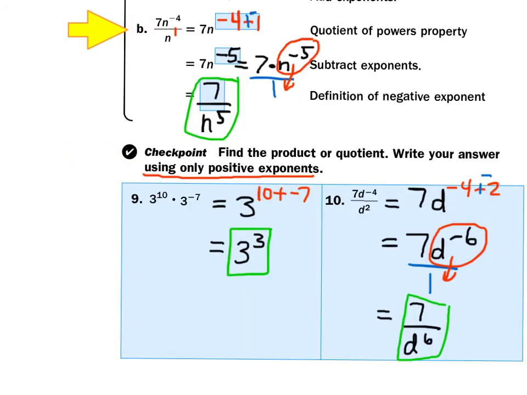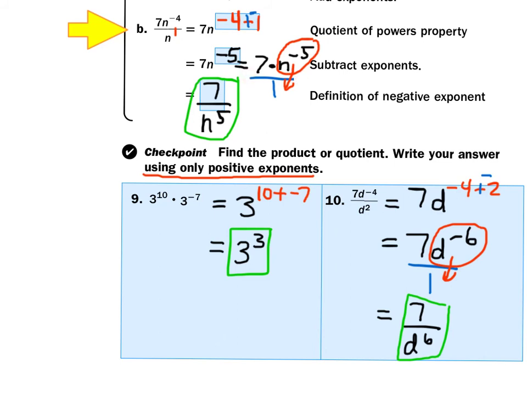Okay, take a look at B. 7n to the negative 4th power over n to the first power. Well, I'm just going to copy the 7, and then I notice the bases match. And when the bases match, copy the base, the n, and then remember, when we're dividing, it's top minus bottom. Negative 4 minus 1. Okay, and then I added a line, changed the sign, so I get 7n to the negative 5th power. Well, remember, it's our job to make all those babies happy. So write it as 7 times n to the negative 5th power.